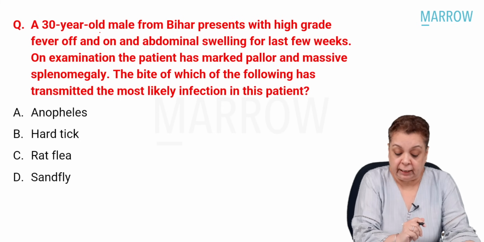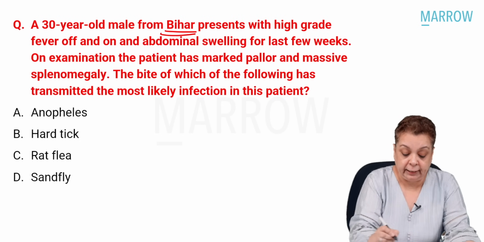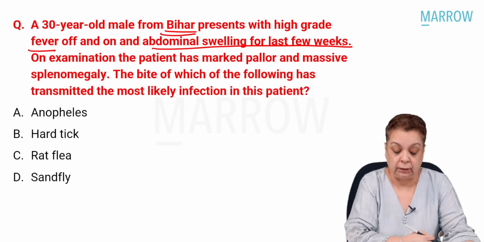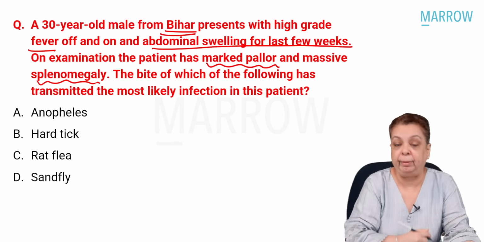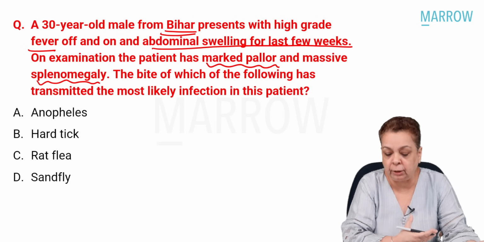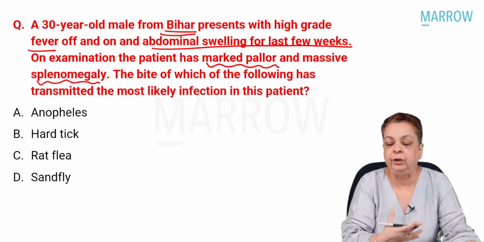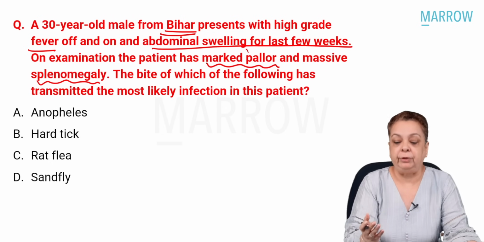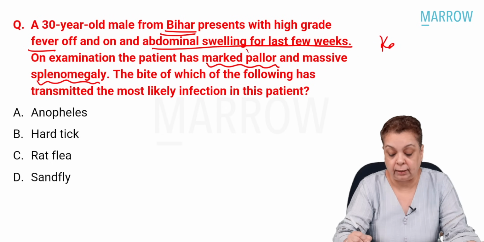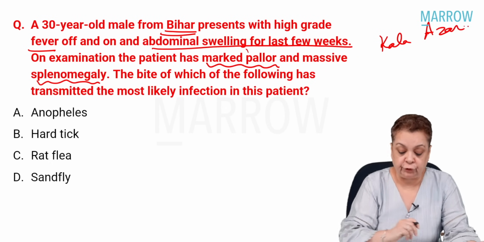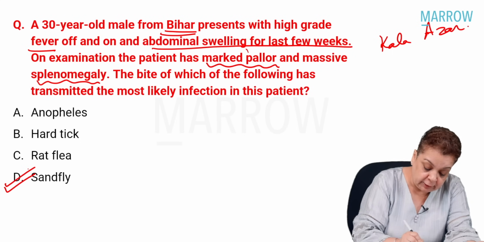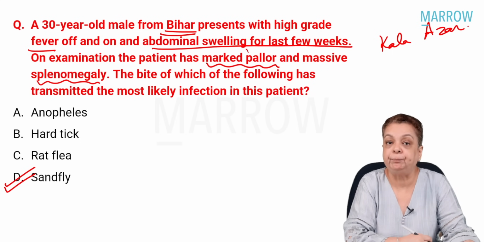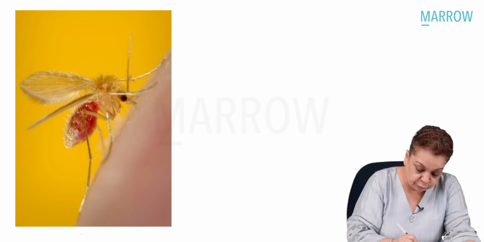A 30-year-old male from Bihar presents with high-grade fever off and on and abdominal swelling for the last few weeks. On examination, the patient has marked pallor, massive splenomegaly. So, what are we arriving at? Bihar patient with abdominal swelling, with fever, with pallor. We are arriving at a diagnosis of Kala-azar. The bite of which of the following has transmitted the most likely infection? We know the vector for Kala-azar is Phlebotomus or sandfly. Pretty simple. That's an image of the sandfly.